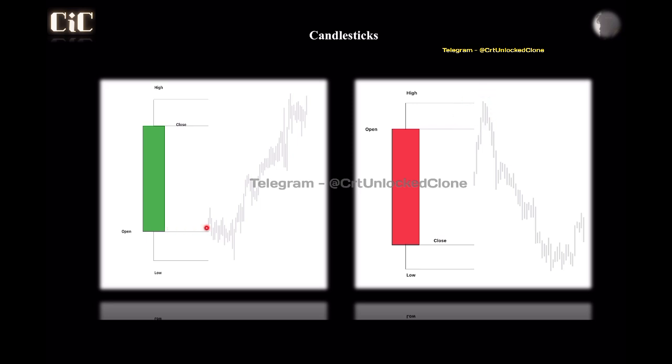Open, turtle soup into previous candle's low, CRT, and rally when bullish, and vice versa. Open, rally, turtle soup, and then dump.